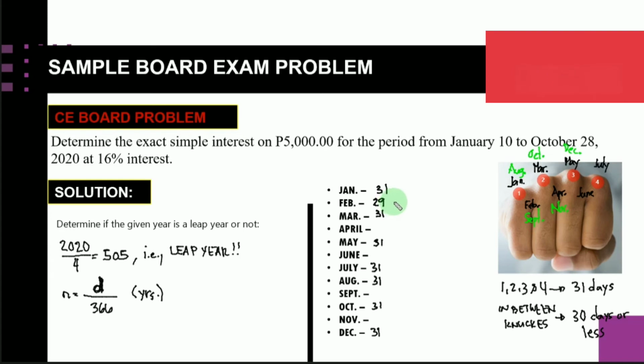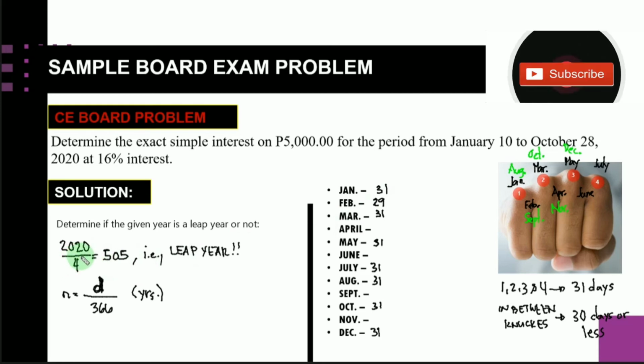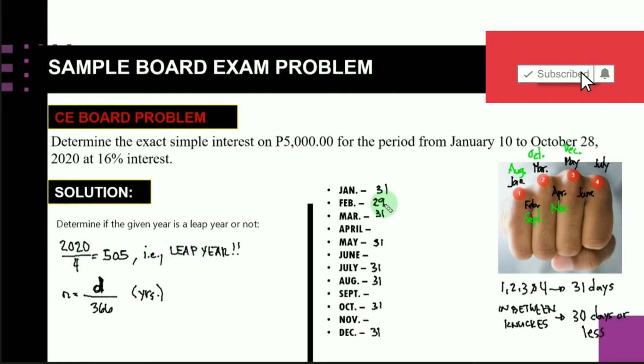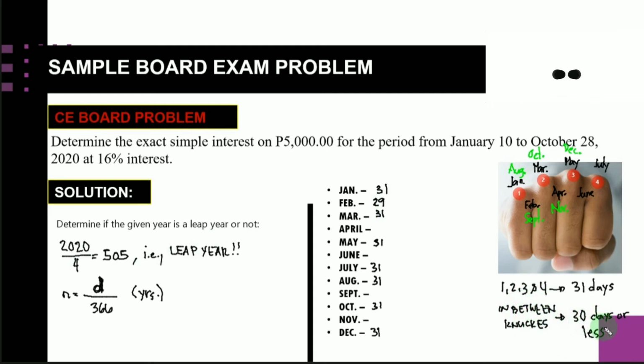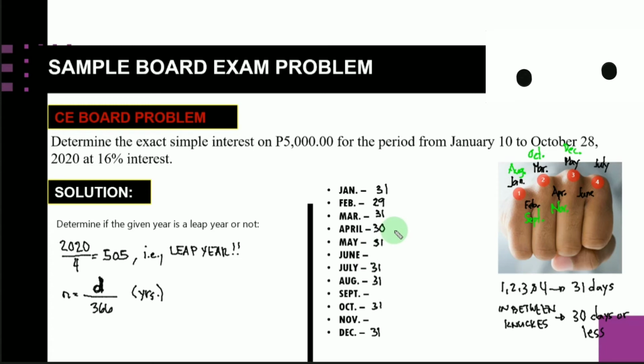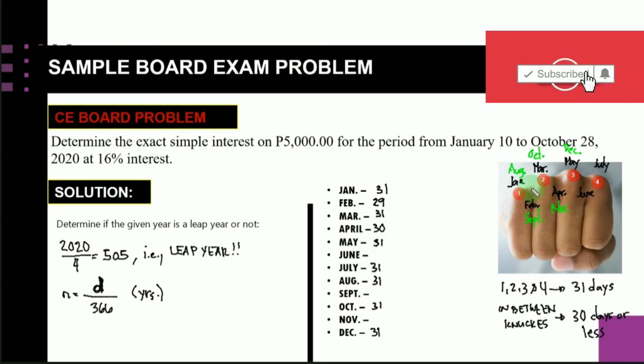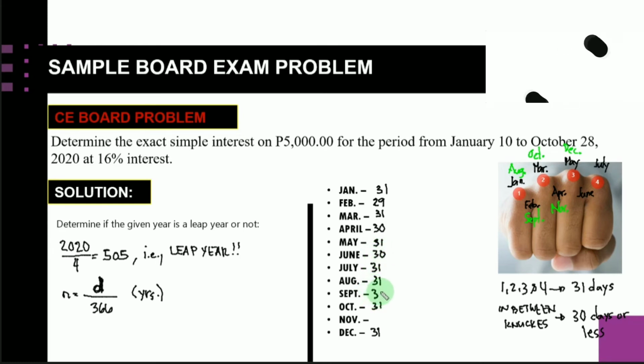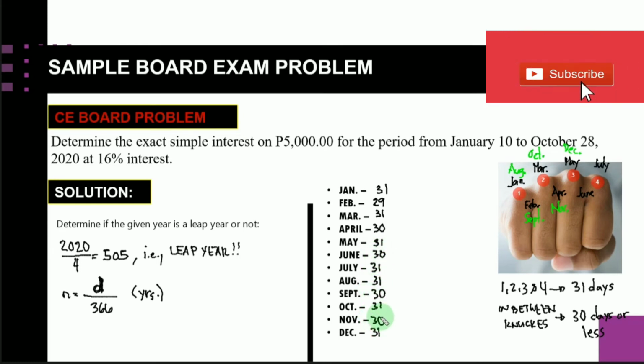But if it is not a leap year, you use 28 days only. In this case, we have 2020 as a leap year, so you will use 29 days. And then the months in between the knuckles, as you can see, have 30 days or less, so you simply put 30 days for those months which are in between these knuckles. So you put 30 here, 30 here, and also 30 here.